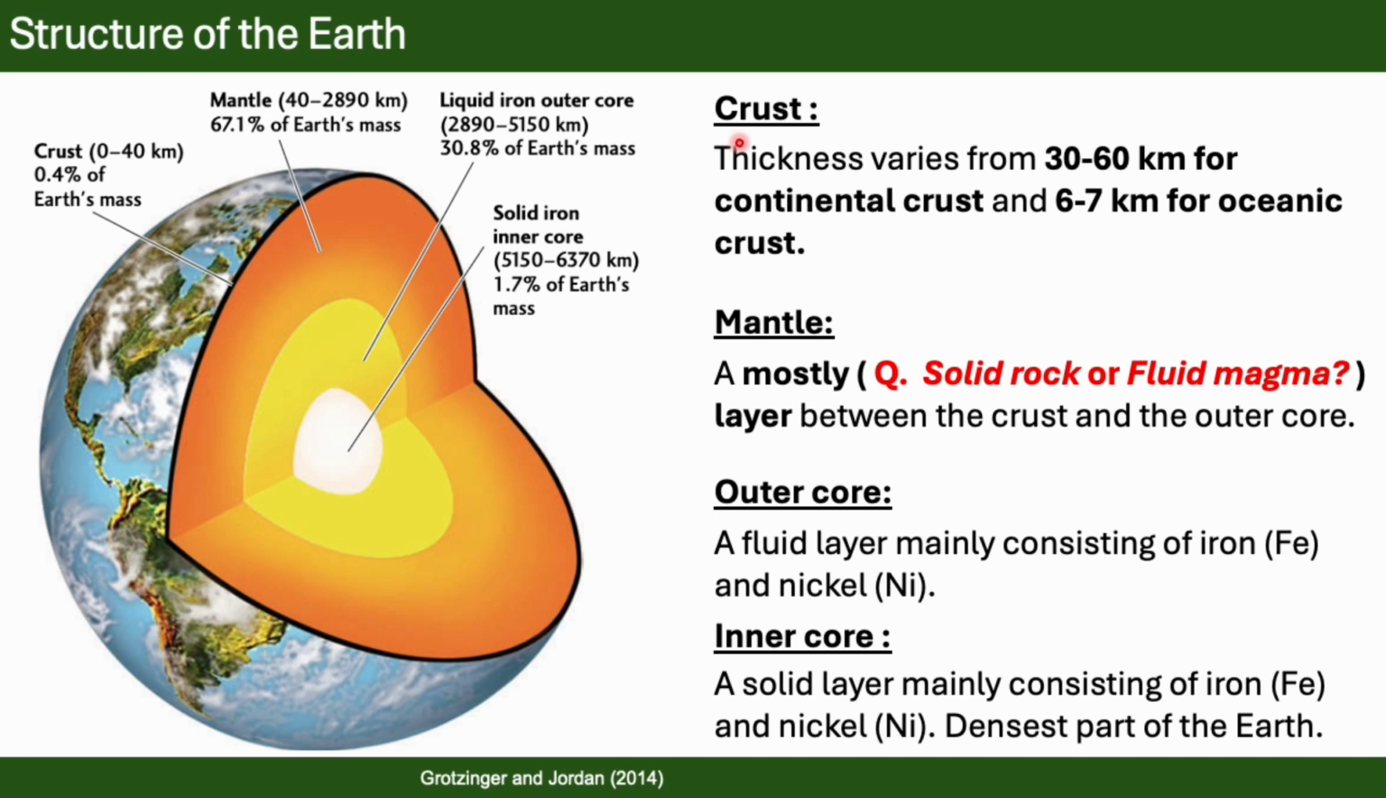So, the Earth has four main layers: the crust, mantle, outer core, and inner core. We live on the crust, which can be divided into continental crust and oceanic crust. Continental crust is about 30 to 60 kilometers thick, whereas the oceanic crust is much thinner, only about 6 to 7 kilometers thick. Below the crust is the mantle.